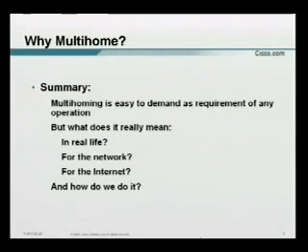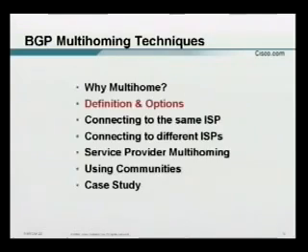Okay, so multi-homing is easy to demand as a requirement of any operation. You see that a lot in other walks of life. Redundancy is quite important. Having more than a single connection to your supply is actually really important. But what does it mean in real life? What does it mean for the network and for the internet? And most importantly, how do we do it? Having a static single point connection to the net is really easy. Multi-homing brings you into the wonderful world of BGP and so forth.